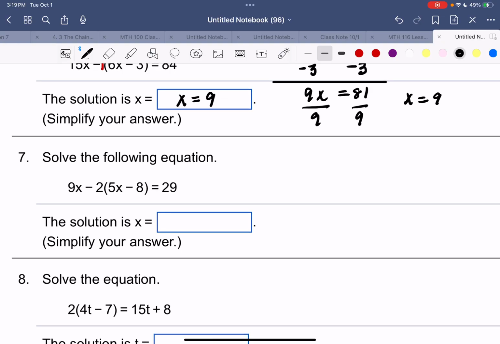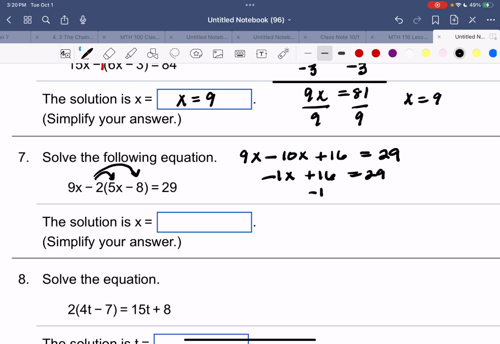Number 7, one more that's got some parentheses here. I've got a 9x minus a 10x because I'm distributing that minus 2. I've got a plus 16 from the negative 2 times the negative 8 equals 29. I have like terms. Negative 1x plus 16 equals 29. I'm going to take a 16 from both sides. That's going to give me negative 1x equals 13. Divide by negative 1. X is negative 13.